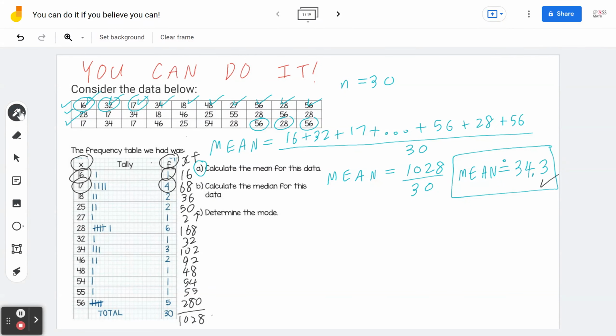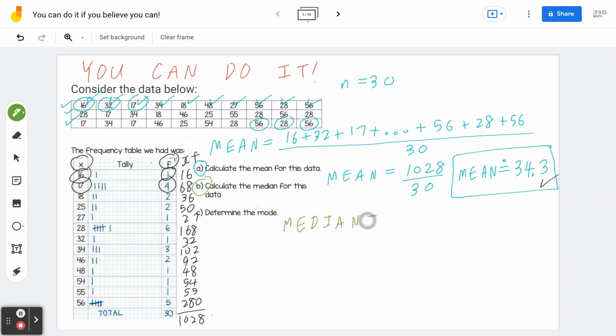Part B, let's grab a different color for your reference. Calculate the median for this data. Now, this is very important, everybody. When you find a median, there are 2 cases. Sometimes there's an even number of terms. Sometimes there's an odd number of terms. So it depends on which case you're looking at.